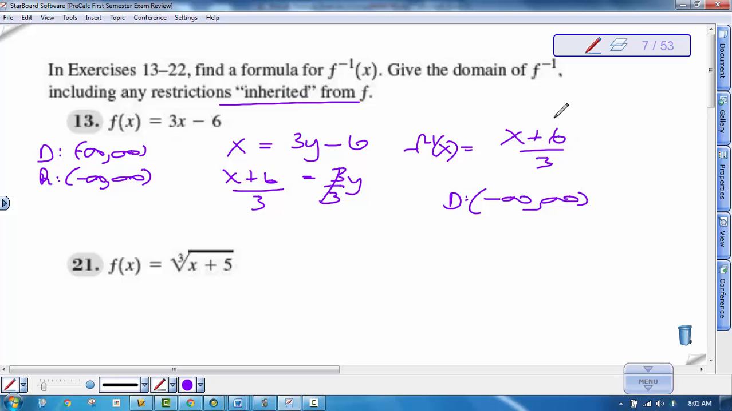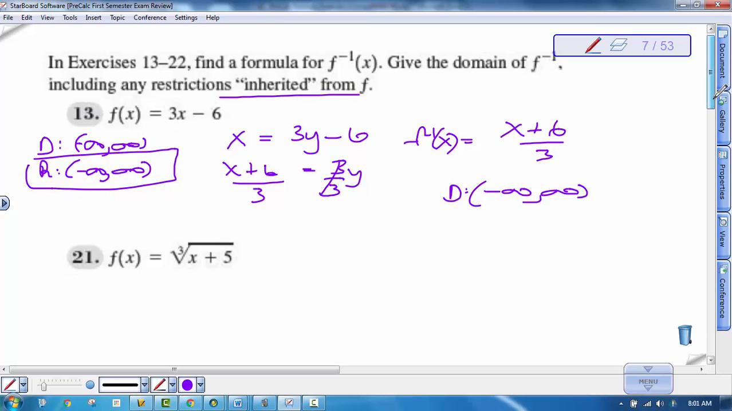But sometimes you'll find that the domain of what you think you would have for the inverse here doesn't match the range of the original function, in which case you need to take the range of the original function. And that's what they mean when they say any inherited restrictions from f.